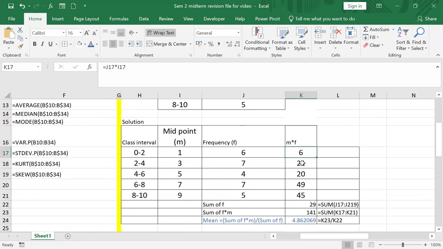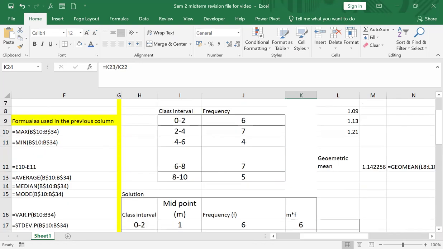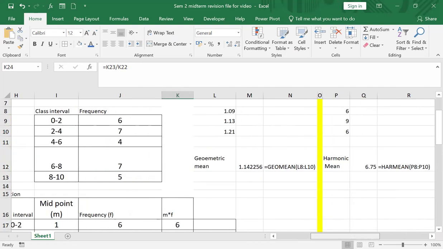Then I take a total of this one. You can see the total here, 141. That's what comes, because that is what I have given the formula. And the total of this comes to 29. And that's what I have given the formula here. Sum. And then average is nothing but 141 divided by 29. So that formula is here, K23 by K22. So that is how you calculate the mean from a frequency distribution.